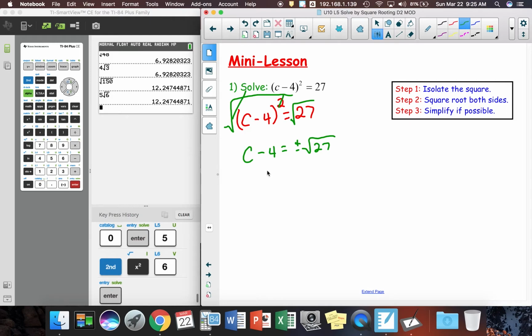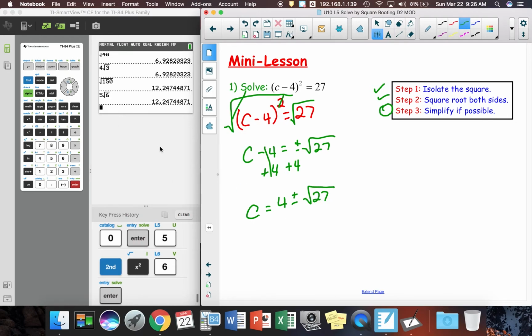And now we just add 4 on both sides. Because we want c by itself, we add 4. We get c equals 4 plus or minus radical 27. Okay? So if we look at the steps, we isolated, we square rooted both sides. This is the last step here. We gotta simplify. So remember to try and simplify this.